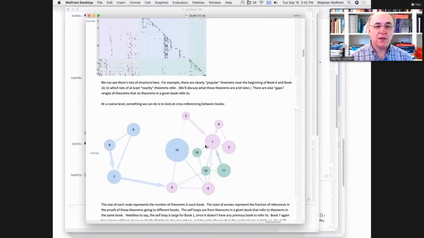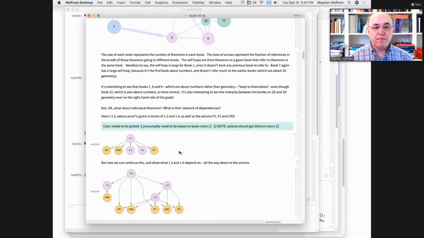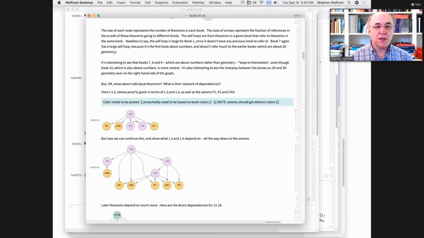Okay, so that's the inter-book, inter-subject dependency graph. That's showing the extent to which the number theory books reference other things and reference each other, for what it's worth. And this is now, for a given proposition, proving that proposition according to Euclid's proofs in terms of the various common notions and postulates.